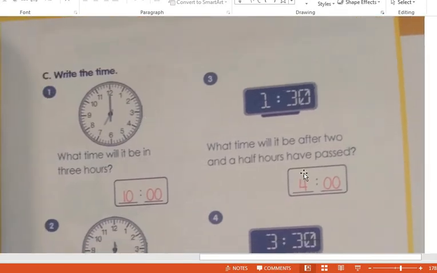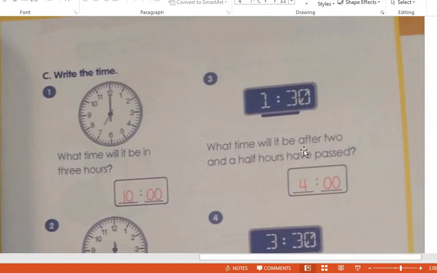Here, what time will it be? I like these questions very much. What time will it be in 3 hours? Will it be in the future? This is 7 o'clock now. After 3 hours, it will be, inshallah, after 7, 8, 9 and 10. So it will be 10 o'clock.